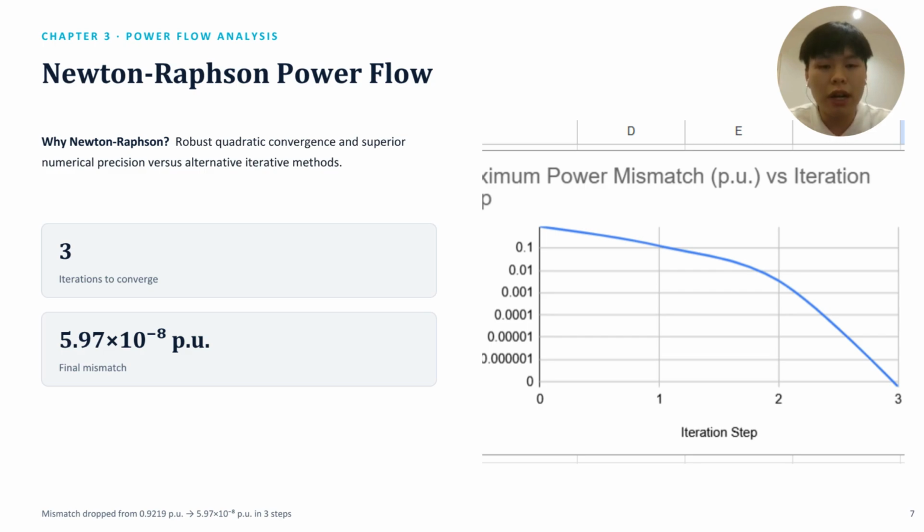You can see on the screen that our simulation converges in just three iterations. The maximum power mismatch, that is the gap between the power the network should be able to supply and what it is actually solving for, drops from an initial 0.92 per unit down to essentially 5.9 times 10 to the minus 8. By the third step, that rapid, clean convergence is a good sign. It confirms our Y bus matrix and bus data were set up correctly before we even look at the result.